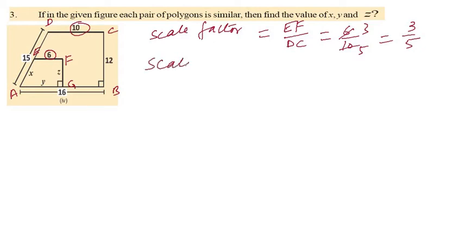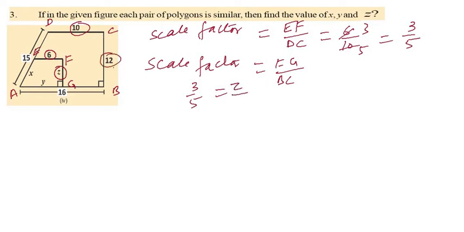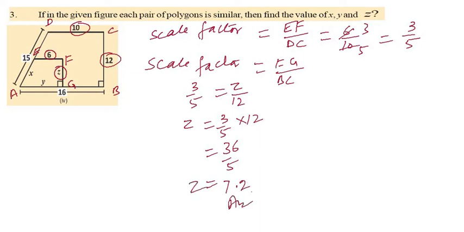Once again scale factor will be equal to FG upon BC. Scale factor is 3 upon 5. FG, as you know, where is FG? FG is given as Z, so you have to write here Z, and BC is 12. So Z will be equal to 3 upon 5 into 12. So 12 3s are 36 and divided by 5. So 5 7s are 35 and 5 2s are 10. So Z answer is 7.2.